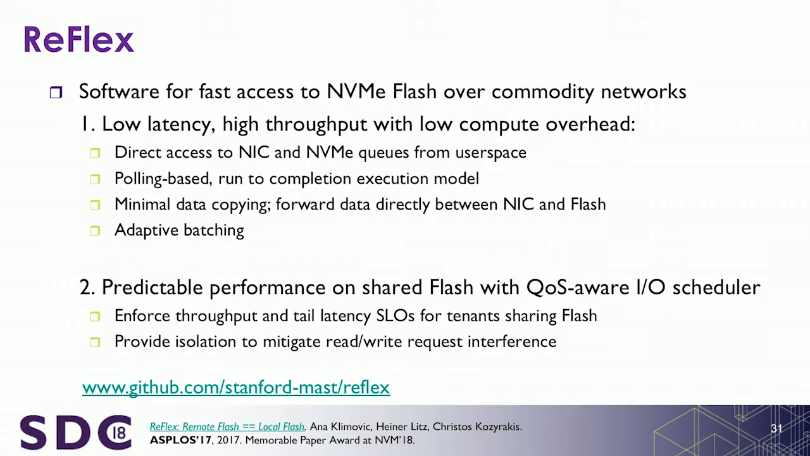And another key aspect of Reflex is achieving predictable performance and quality of service when multiple tenants are sharing a flash device. So this is important particularly for NVMe flash because of the asymmetries of read and write performance. So Reflex is able to enforce throughput and tail latency SLOs as long as they're physically feasible with the performance of the device. Reflex can isolate the traffic between tenants to provide their tail latency and throughput service level objectives. And this code is open source, so you are welcome to check it out on GitHub.